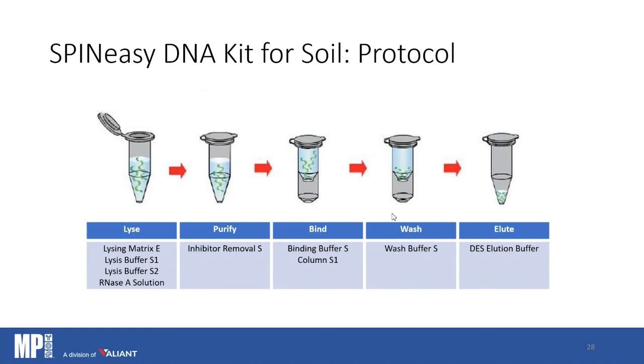Thirdly, Binding Buffer S is used to promote the binding of DNA to Column S1. Following that, wash buffer is used to remove unbound substances, and lastly, DS is used to elute pure DNA from the column.